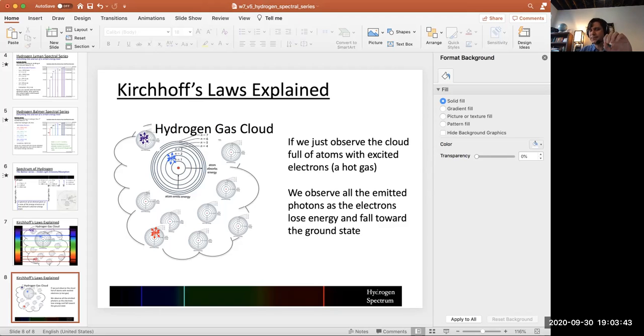This is why everybody's been so excited, because they understand spectroscopy. They used it to detect phosphine in the atmosphere of Venus.